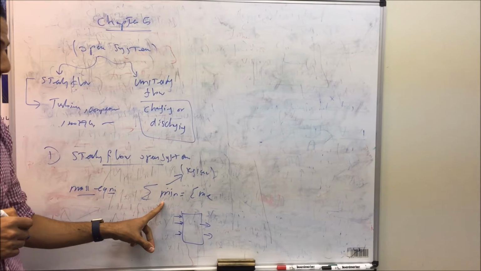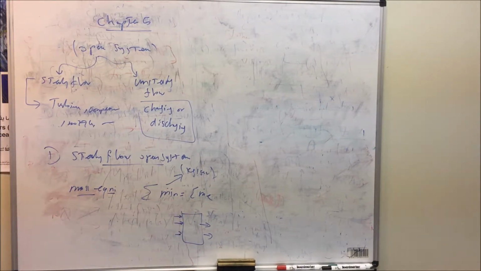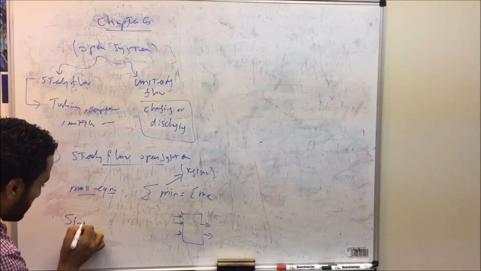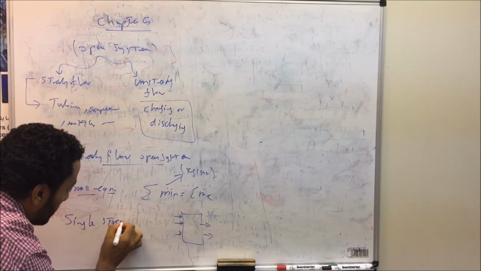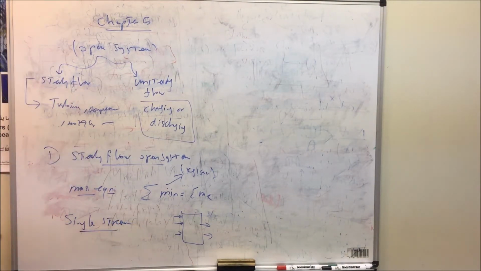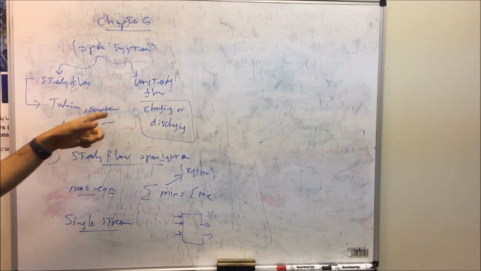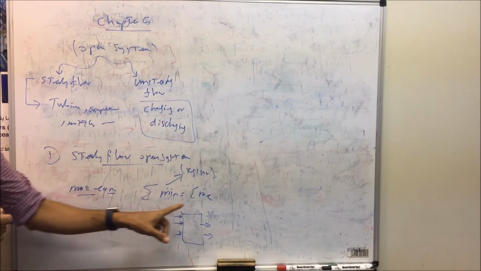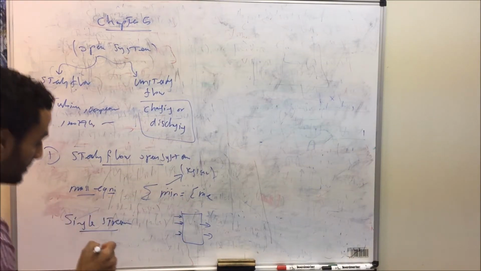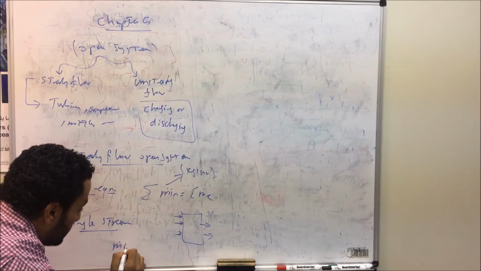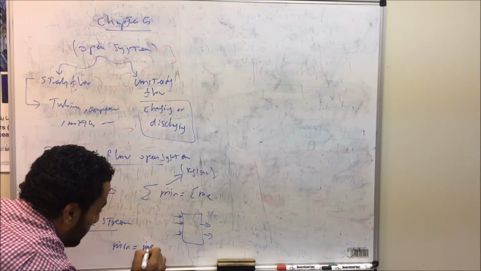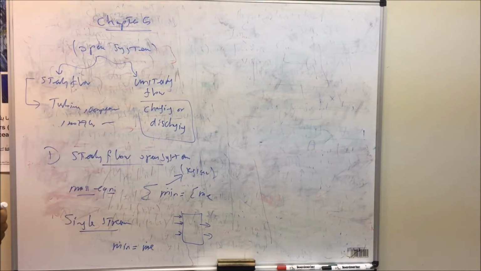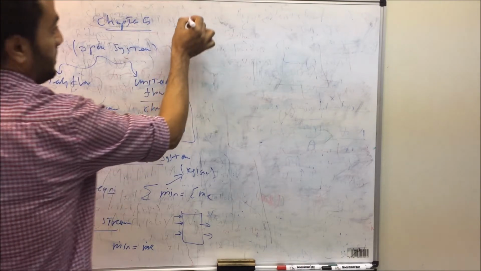Summation of mass flow rate inlet to the system is equal to summation of mass flow rate out of this system. Right? In case we do have only a single stream, and this is the case of most of the engineering devices like turbine, compressor, nozzle, we only do have a single inlet stream and single leaving stream. So in this case, we can just remove this summation. So we can say m dot inlet to the system is equal to m dot exit out of this system.